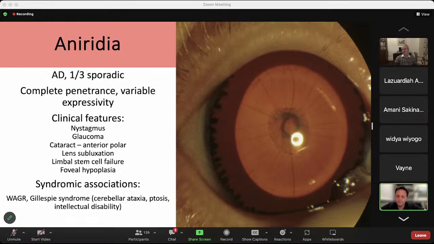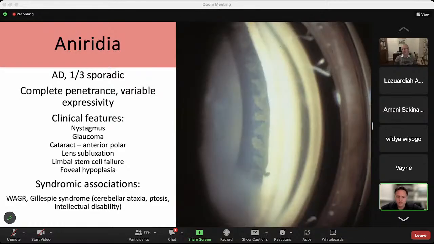This photo just shows that you have a rudimentary iris root. The mechanism for glaucoma in aniridia is twofold. There's probably an element of anterior segment dysgenesis, but also over time, you tend to get a progressive angle closure with the iris root often rotating anteriorly over time and causing adhesion to the trabecular meshwork, which then is also a secondary cause of glaucoma.